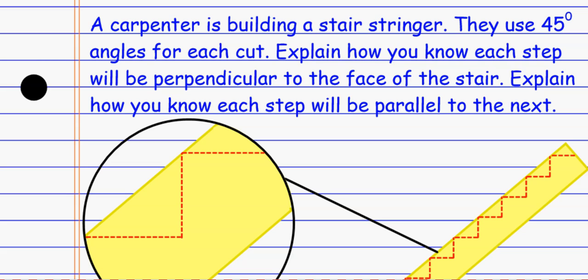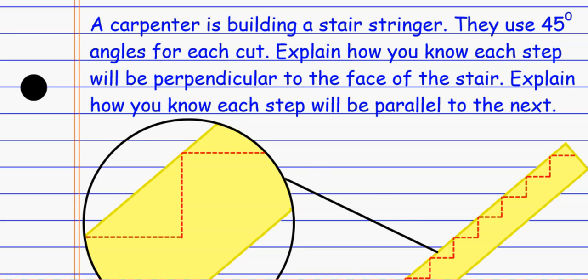And so looking at this same example we've looked at previously, a carpenter's building a stair stringer, which once again is the thing that you cut to support and create a set of stairs. And it says they use 45-degree angles for each cut. Explain how you know each step will be perpendicular to the face of the stair, and explain how you know each step will be parallel to the next step.